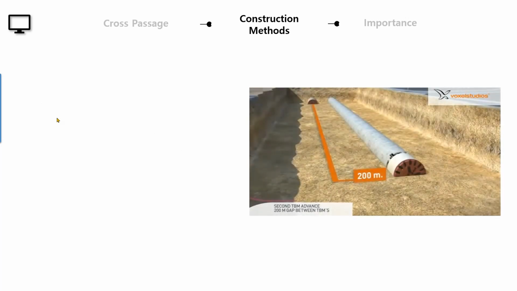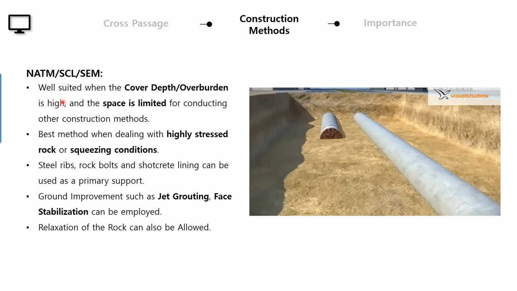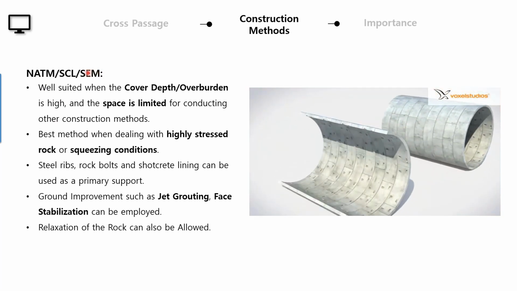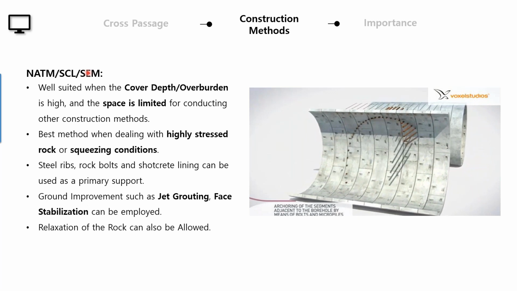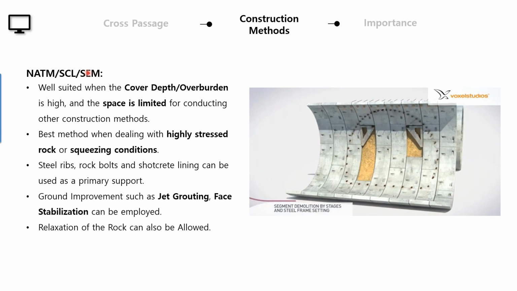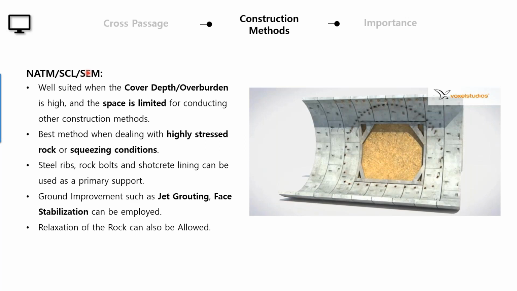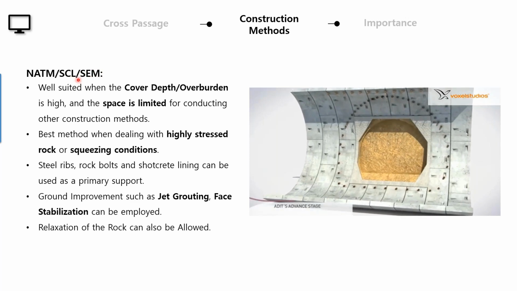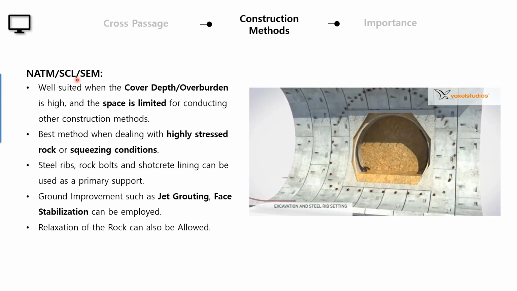But when we go for deeper excavations, let's say we need to use methods like NATM, SCL, or SEM. So these are all the same methods. The principles of these three methods are one and the same. NATM stands for New Austrian Tunneling Method. SCL stands for sprayed concrete lining. Yeah, sprayed concrete lining. SEM stands for sequential excavation method. The principles of these methods are the same. So some people call it, they're all the same with different names. So we don't go into that.